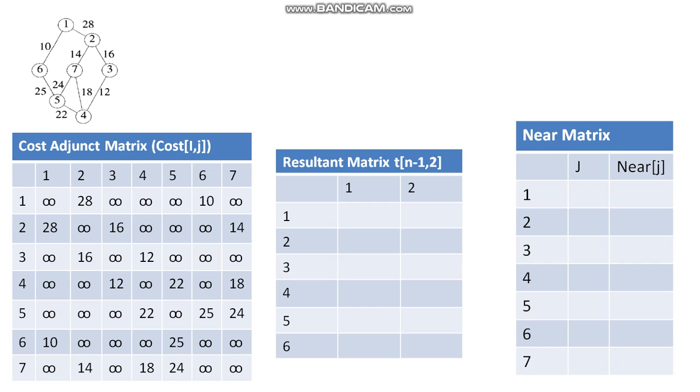Let us try to understand how this algorithm works by the given data structure. Whatever the data structures that we have seen, all these things we will try to use here in the given pseudocode. So this is again the same graph that we have considered, and this is the cost adjacency matrix. So 1 1 is infinity, 1 2 is 28. You can see here 1 3 there is no direct edge, so it is infinity, 1 4 infinity, 1 6 is 10. So similarly this is the cost adjacency matrix.